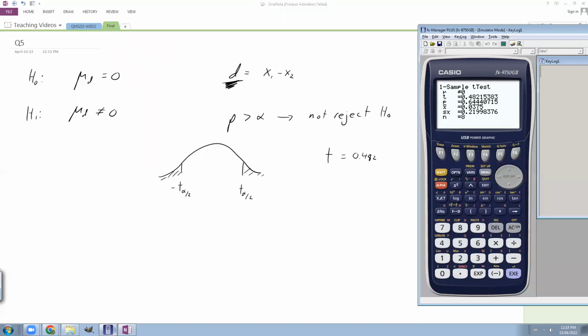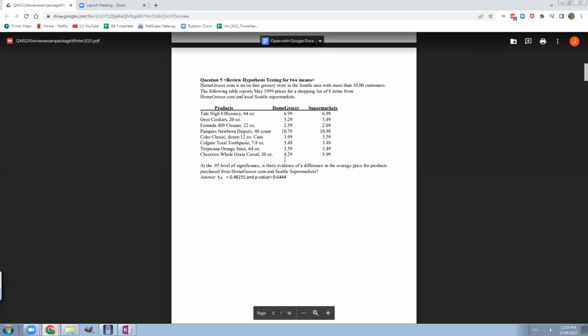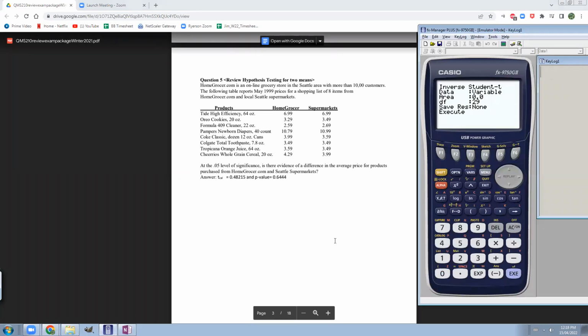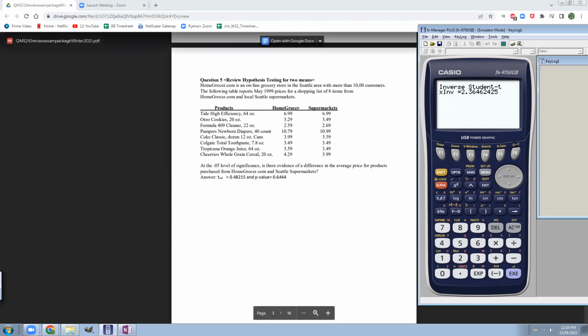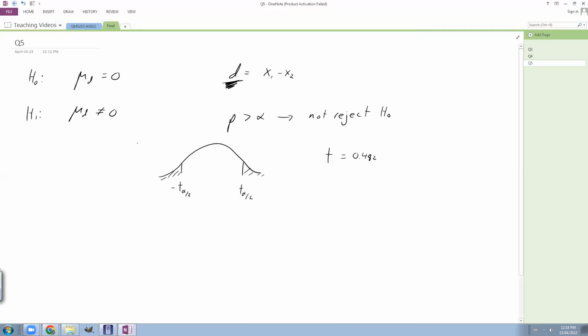And if we wanted to do our critical values, we would go distribution T, inverse T. The area would be the level of significance, which is 0.05, right? So we do 0.05 divided by 2, and the degrees of freedom would be, there's 8 items on the list, so it would be 8 minus 1, 7. We can get our critical values here, plus and minus 2.365.